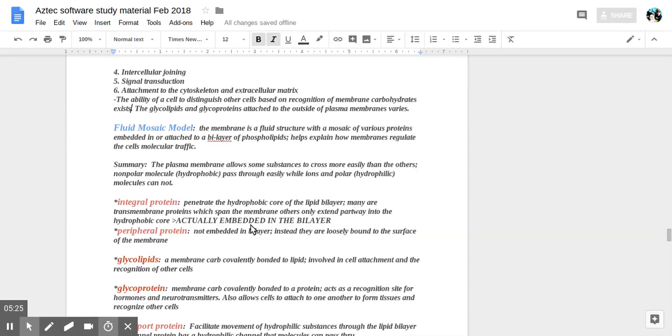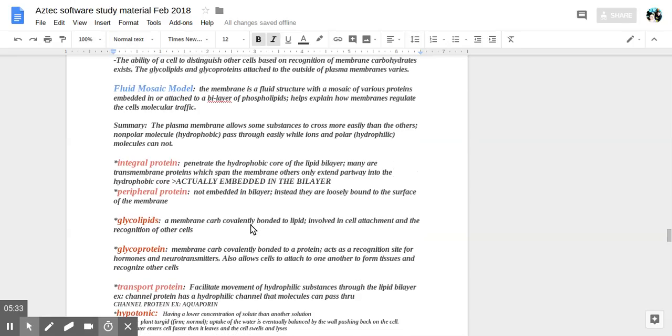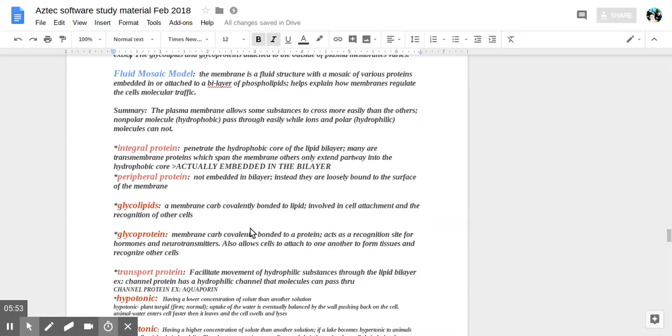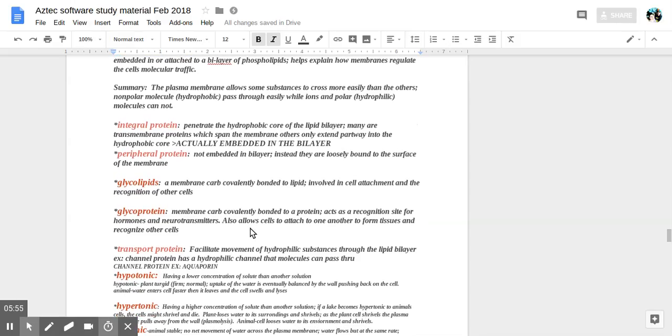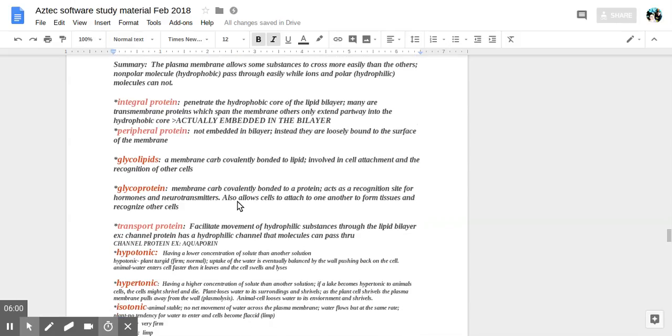In summary, the plasma membrane allows substances to cross, and some substances cross more easily than others depending on their polarity and their size. So non-polar molecules, which are hydrophobic, pass through a little more easily, while ions and polar hydrophilic molecules, ones that are larger, cannot. So those require either channels or specific proteins that help with the transport.